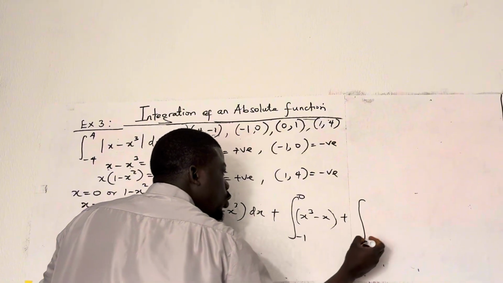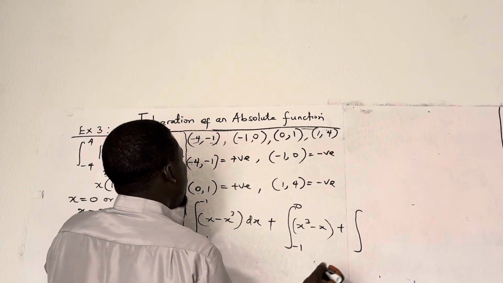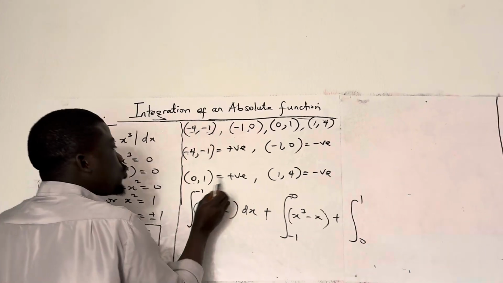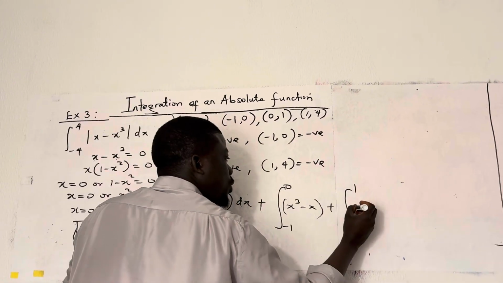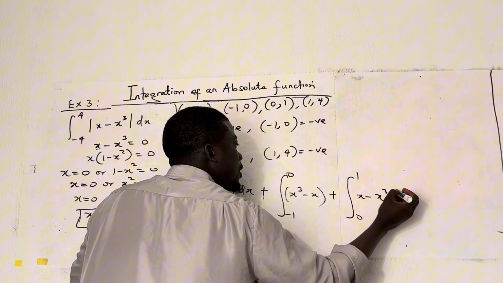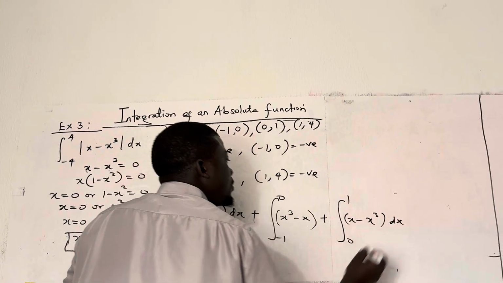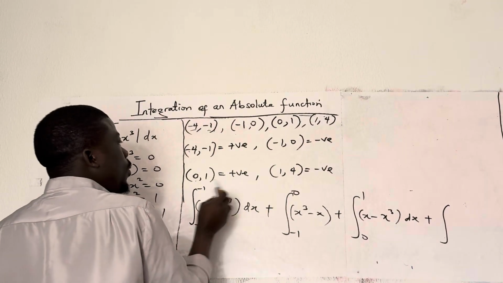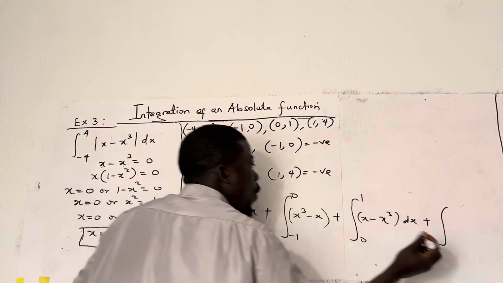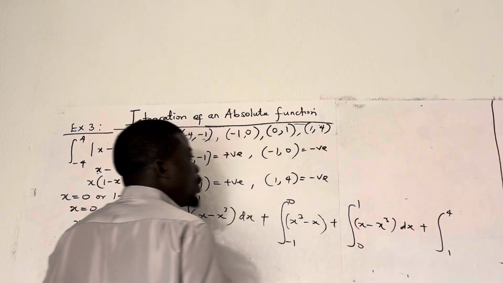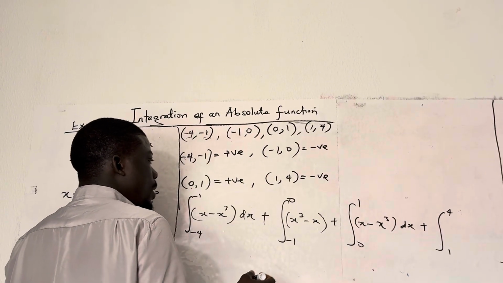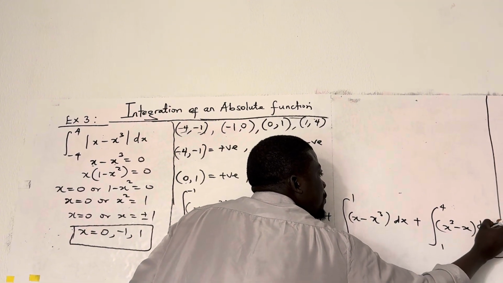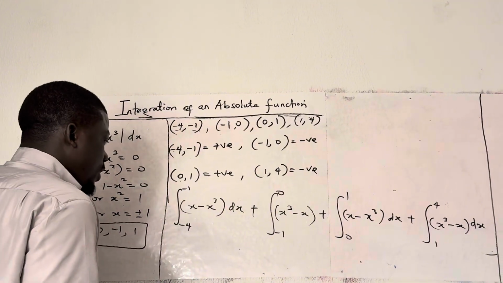Plus the third one, which is the integral of 0 to 1. 0 to 1 is positive. So we write the function itself, x minus x cubed, dx. And the last one, which is the integral from 1 to 4, which is negative, will give us x cubed minus x, dx. Now the next step is to integrate.